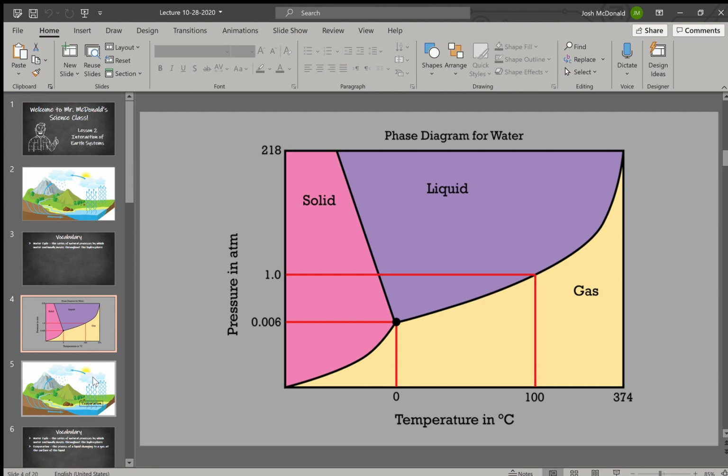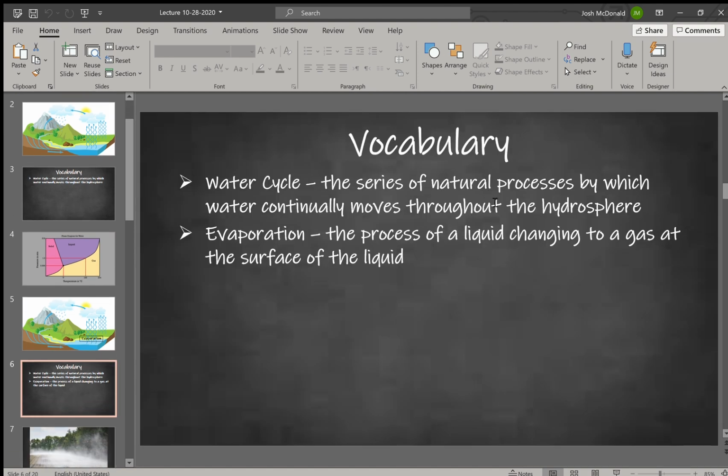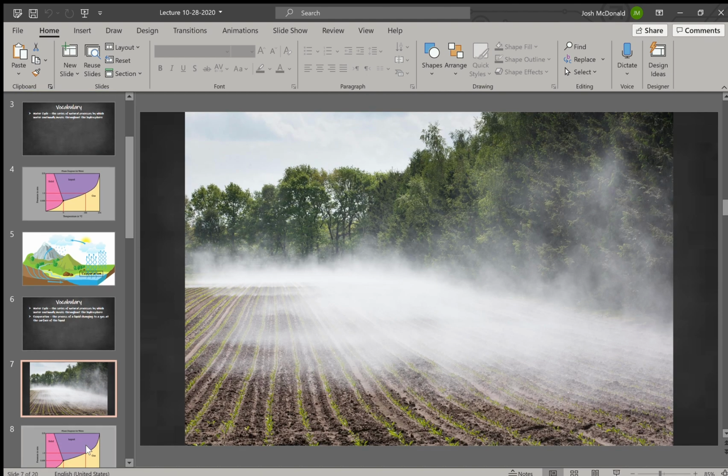So the first part of our water cycle we're going to talk about is evaporation. Evaporation is the process of a liquid changing to a gas at the surface of the liquid. Now, you've seen examples of evaporation. In fact, I was driving to the school this morning, extremely foggy out. This is water evaporating from the moisture in the soil. You can also see it over lakes and ponds sometimes.